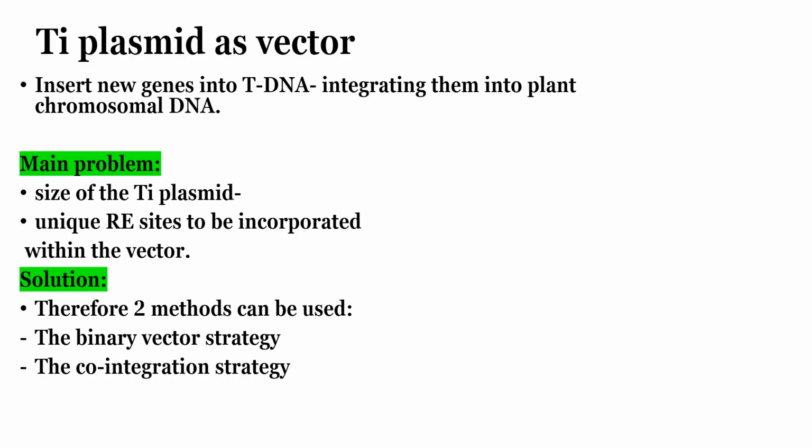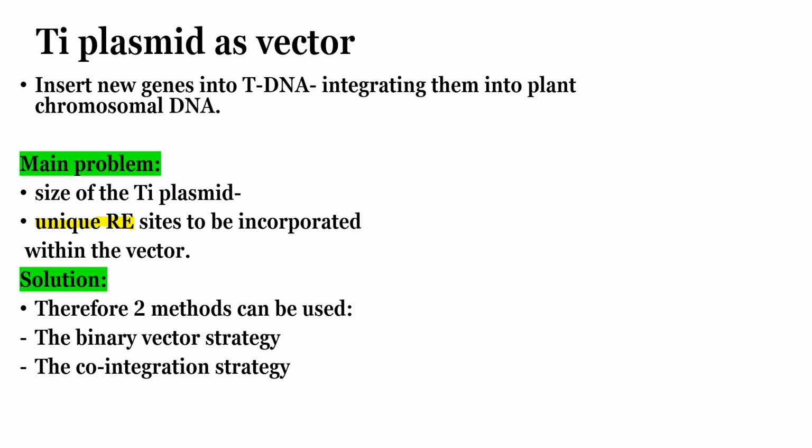Then, how can this Ti plasmid be used as a vector? One of the main problems in converting this Ti plasmid into a vector is its size. Obviously the size is too big, and this leads to another important problem, which is the lack of a unique restriction enzyme site. Because the size is too big, unique restriction enzyme sites are not present. So what is the solution then?